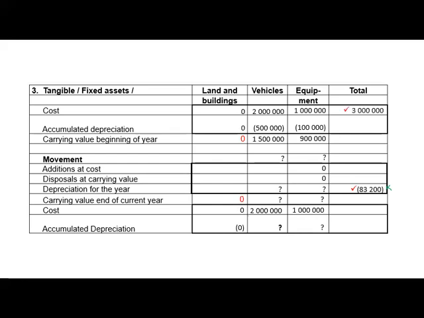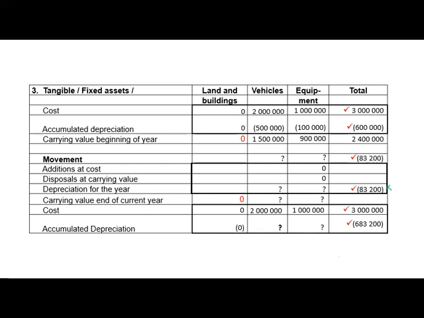So if I was to calculate the total cost at the beginning of the year, it will be 3 million. Total accumulated depreciation of all assets at the beginning of the year will be 600,000. Carrying value of all assets at the beginning of the year will be 2.4 million. And then our total movements will be that 83,200, which was the depreciation on all our assets. Our cost will still remain the same, but accumulated depreciation will have increased. Remember, accumulated depreciation will be the balance at the beginning of the year plus current year depreciation, which is 83,200. It'll give us accumulated depreciation at the end of the year, which will be 683,200, and that's it.